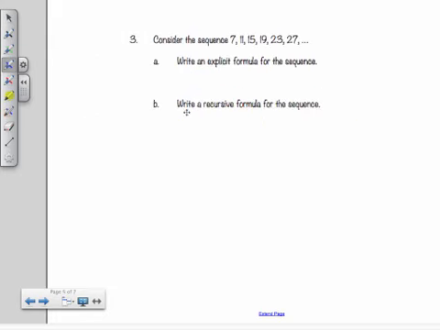All right, so in question number 3, I need to find an explicit formula and a recursive formula. Remember, explicit is where you can find any term in the sequence, so it's just going to be a sub n equals, and then I have a formula where I can just plug it in and figure out what the answer is no matter what number it is in the sequence that I'm trying to figure out. Now I know what a sub 1 is. I know that a sub 1 is 7.